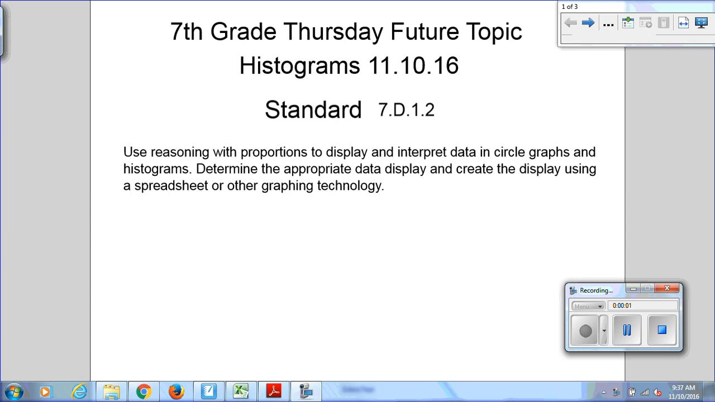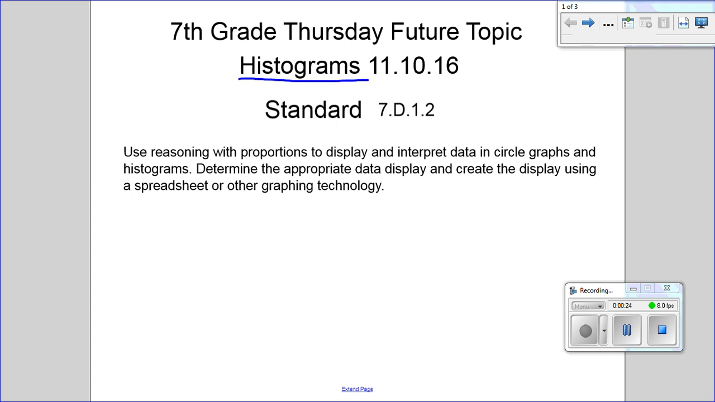Okay, so today we are looking ahead. So it's Future Thursday. Tuesday, Wednesday, Thursday, we do past, present, and future. So today is Thursday, so we're going to look at a topic that you're going to be covering probably in a week or so in your other math class, and that is one of histograms.